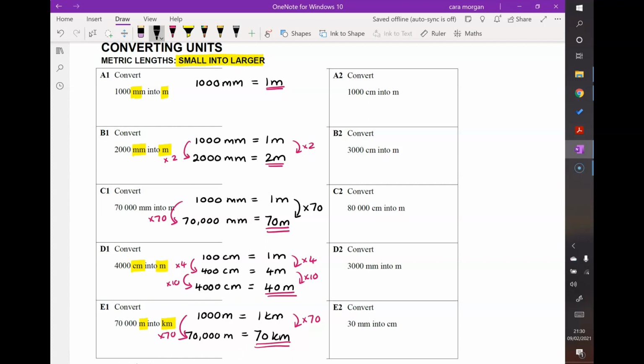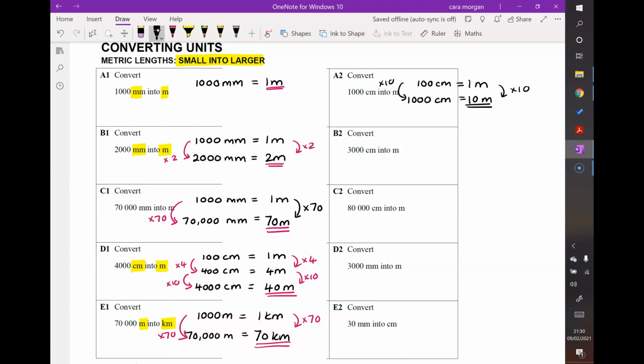Okay, A2. Centimetres and metres. I'm going to start with 100 centimetres is 1 metre. I therefore know 1,000 centimetres has got to be 10 times as big. So I've got 10 metres.